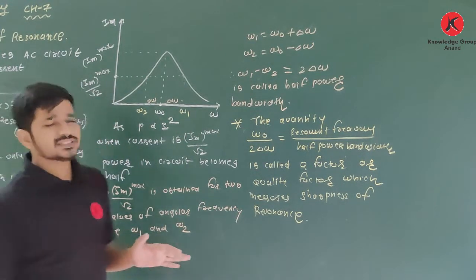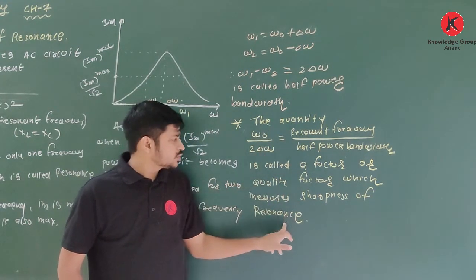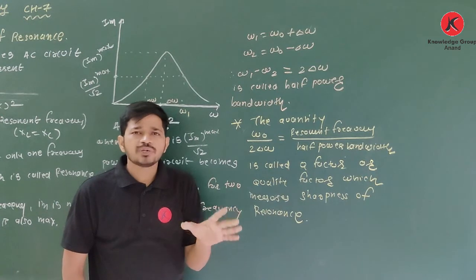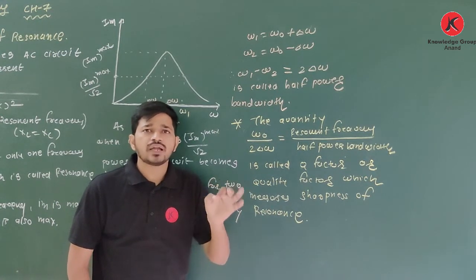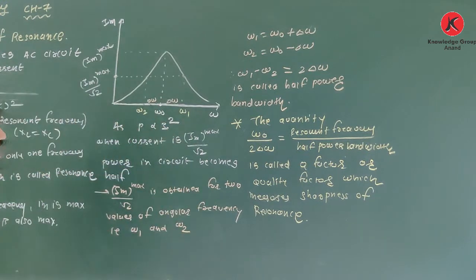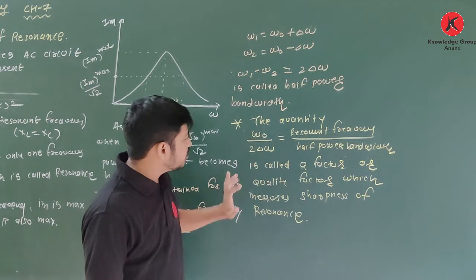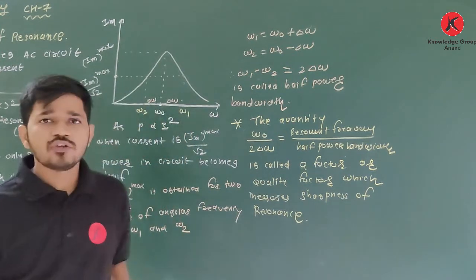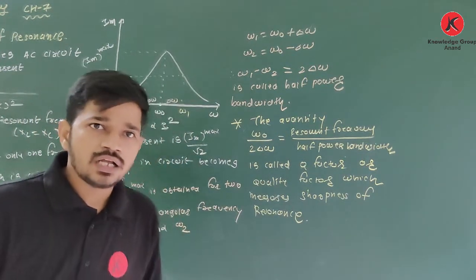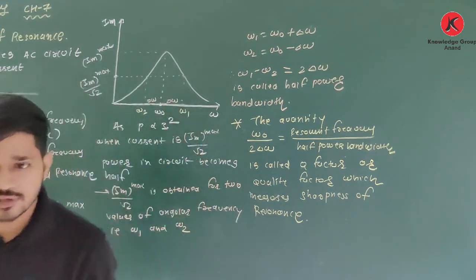So now the next question is, you have to obtain the equation of Q factor. So now we will obtain the equation of Q factor. How to obtain? Omega 0, you know. You have to find the value of 2 delta omega. So how to obtain the value of Q factor, that we will see now.